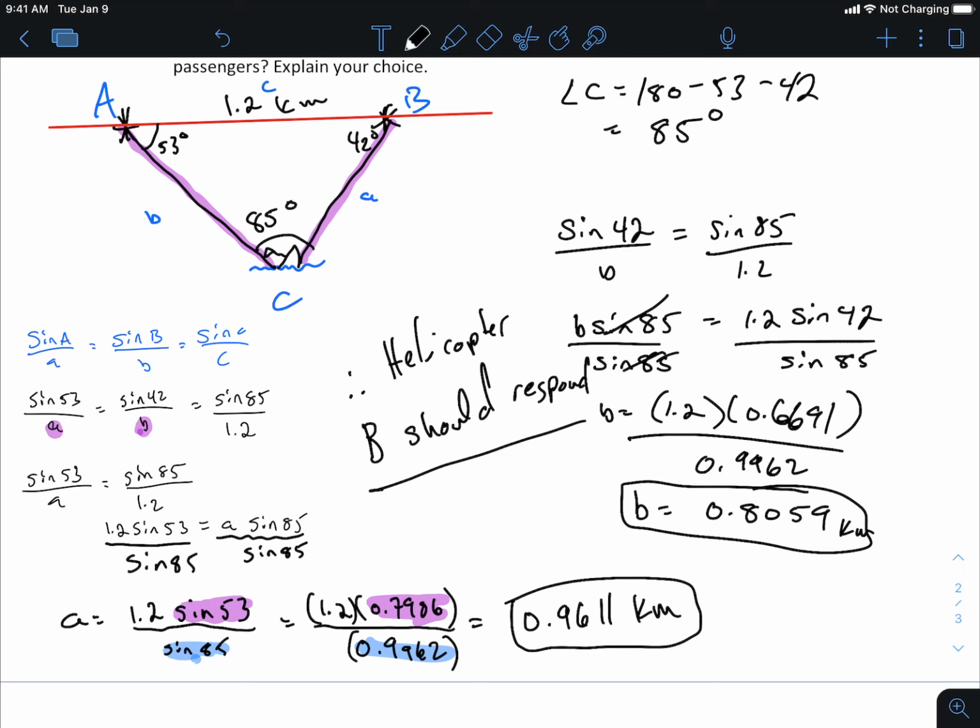So this is explaining to me. Does that just mean the helicopter should respond to the closer one? Yeah, because of the side lengths of the triangles. You're just going to talk about how this side length is shorter than this one. When you say explain, you just talk about your answers relative to one another.